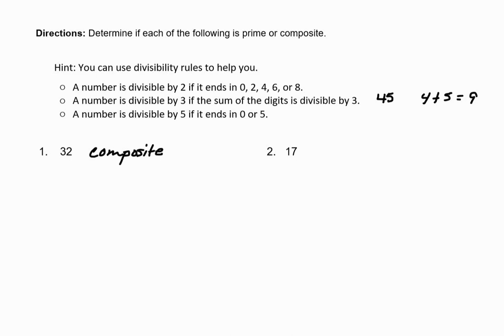Now the number 17 is not going to be divisible by 2, 3, or 5, so it doesn't follow any of these rules, but we still need to check other numbers, like maybe 7, see if that will go into 17 evenly. So, you can divide by 2, 3, 4, 5, 6, all the way up to 16 and see if any of those numbers go into 17, and none of them do, so 17 is prime.